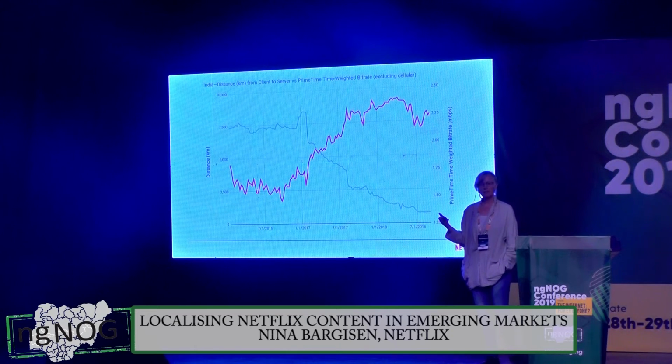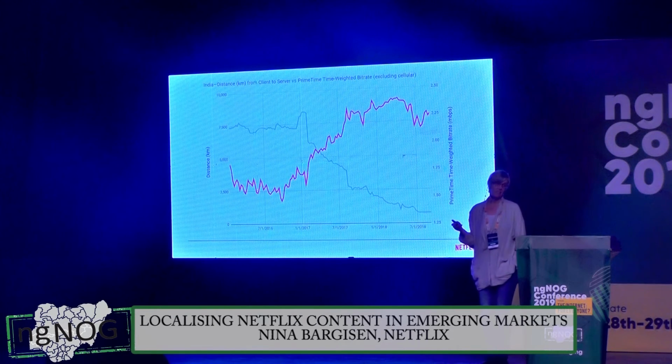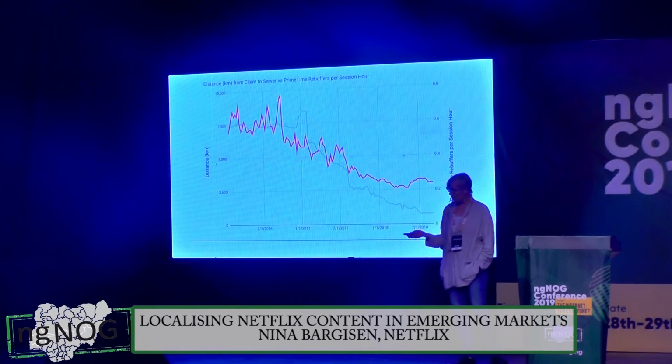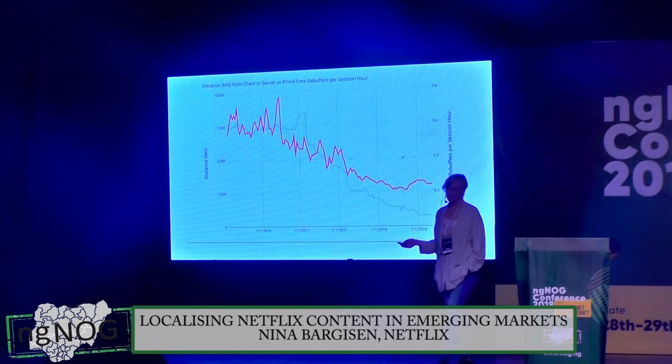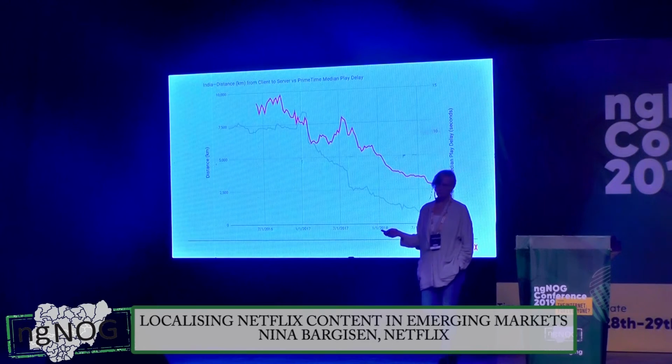So we often say that for streaming, latency isn't that important, and that is very true, but it is a little bit important, at least when it comes to the difference between 7,000 and 700 kilometers. Again, on more parameters, that reduction in the distance also reduced the rebuffer sessions, and it reduced the median play delay, so the time it takes before the stream begins when you press play.